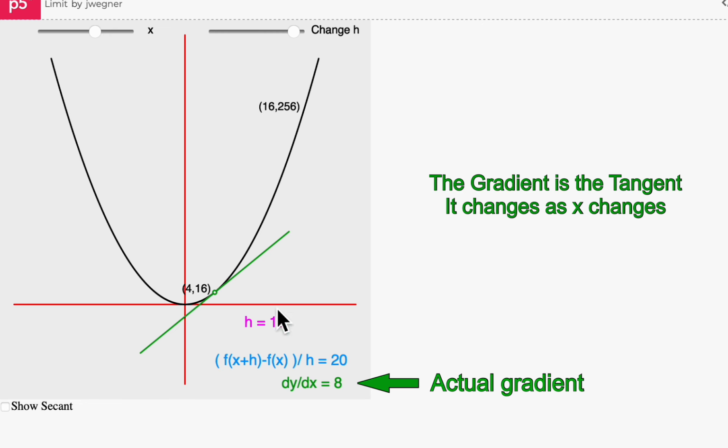For a curve, the gradient depends on the value of x and is the same as the tangent to the curve. You can see the tangent changing here as x changes.